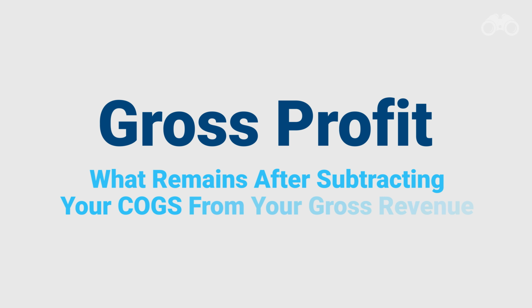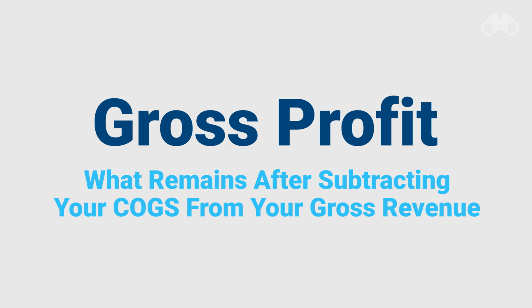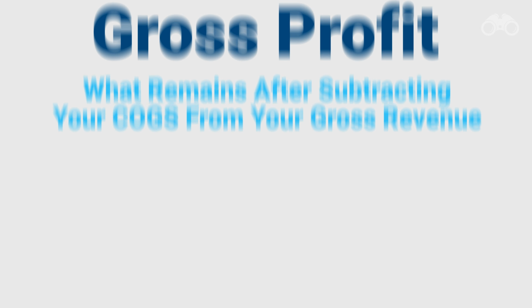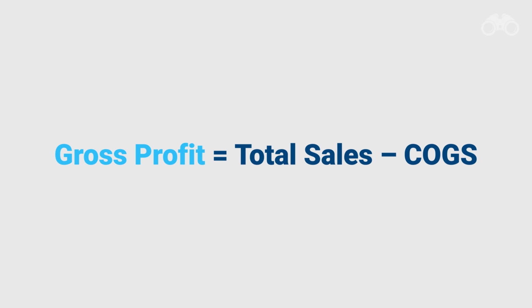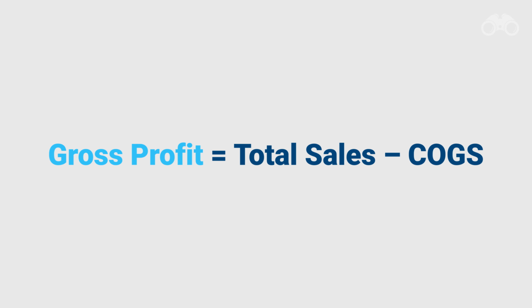Third term is gross profit. This is what remains after subtracting your cost of goods sold from your gross revenue. Put another way, it's the money available to cover your business operating expenses and ultimately generate profit for your business. Gross profit equals your total sales less your cost of goods sold.